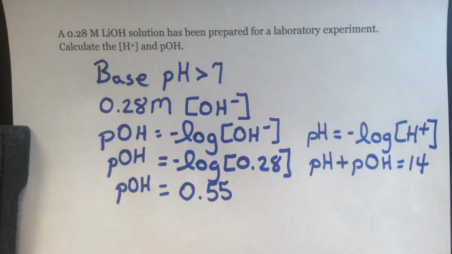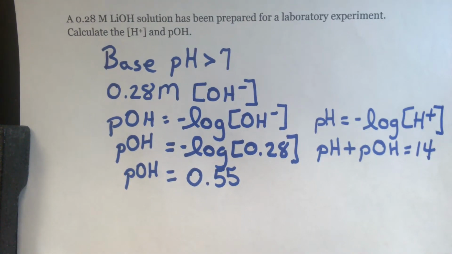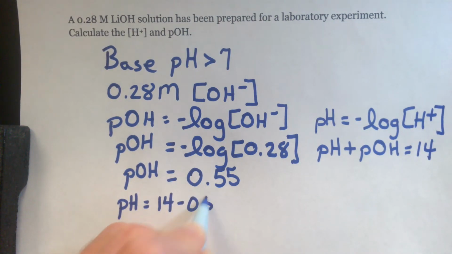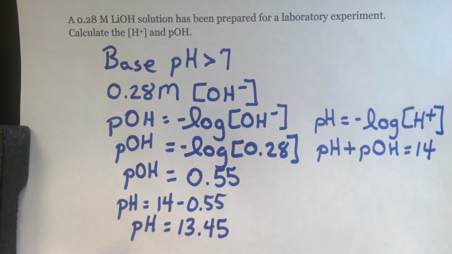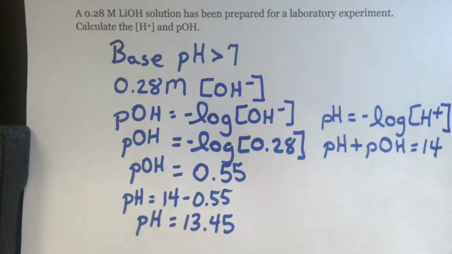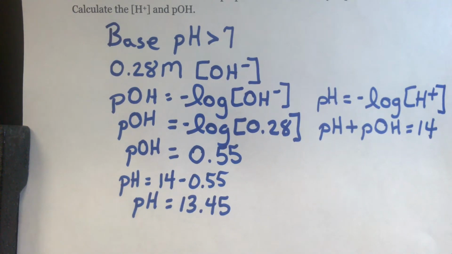Now, if we wanted to add a calculation to this example, we have pH would then be equal to 14 minus 0.55. So pH would be equal to 13.45 is what the pH would be equal to.